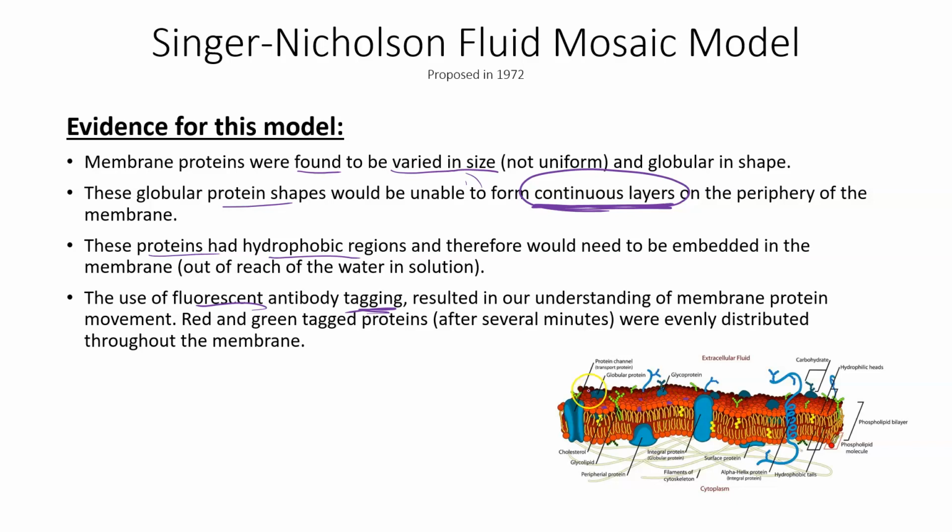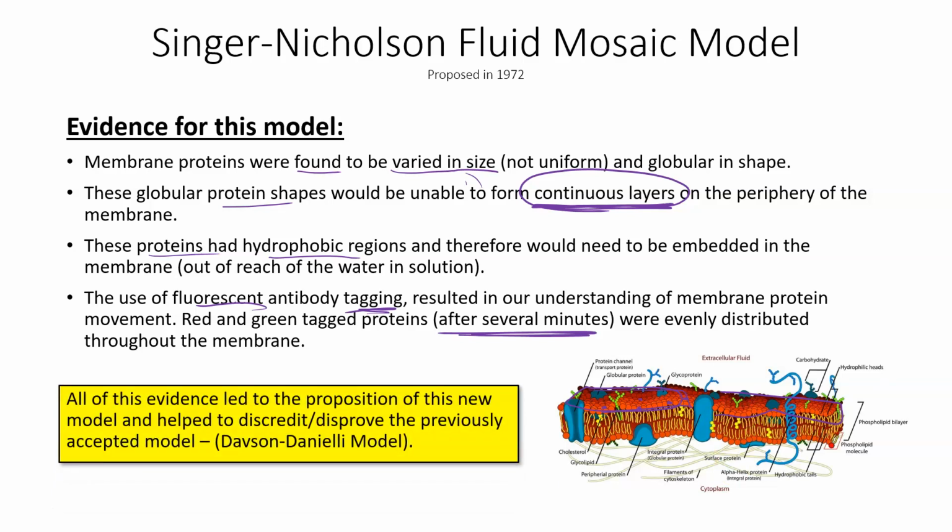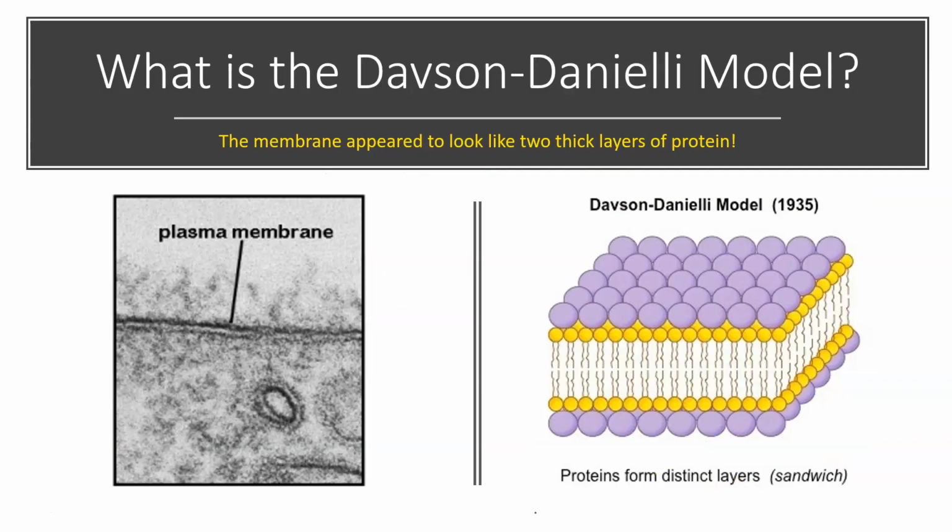If we tagged all of these over here with red and all of these with green, after several minutes the green and the red were all evenly distributed, which leads us to conclude one thing, and that is that these phospholipids can move laterally, and therefore they do. So all of this evidence led to the proposition of this new model and helped to discredit the previously accepted model, which is the Davson-Danielli model, which I'll talk about in a minute.